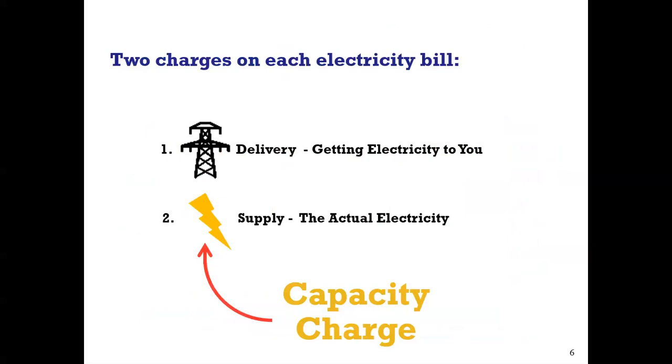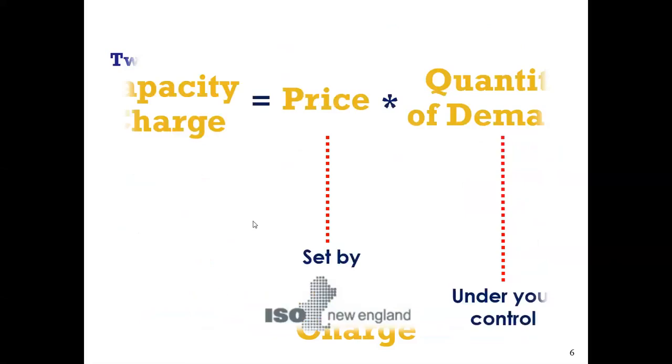And for most of the municipalities on the phone, your community, your municipality is probably contracted with a third-party supplier for some sort of supply rate. And so your capacity charge is included some way or another in that supply rate.